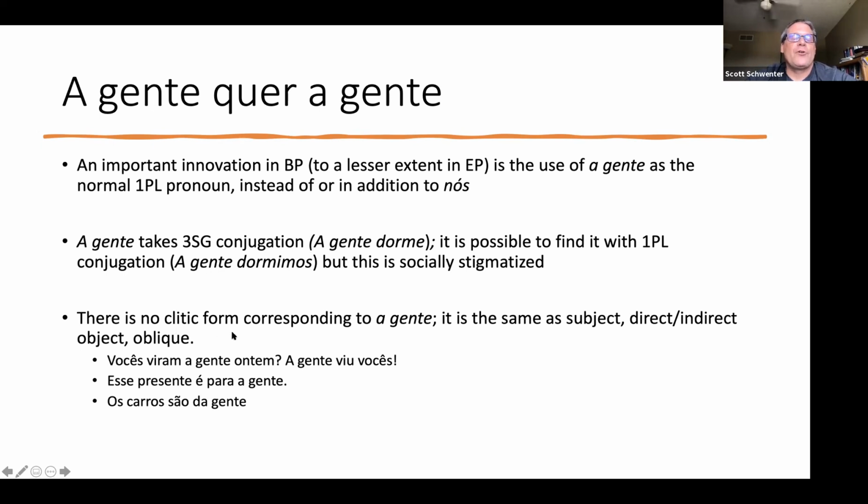When I was first learning about this and learning Portuguese, I said, well, what's the atonic pronoun? What's the clitic pronoun that goes with a gente? Well, there isn't one. I wanted there to be, right? I wanted there to be this beautiful symmetry in the paradigm, but it's always a gente, whether it's subject, direct object, indirect object, or an oblique, an object of a preposition, right?